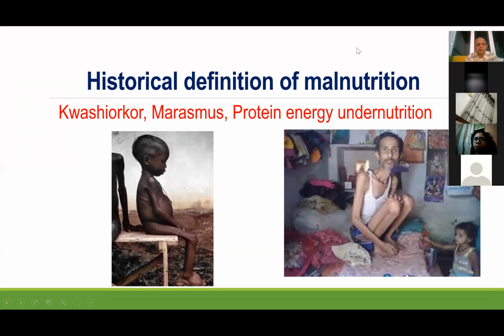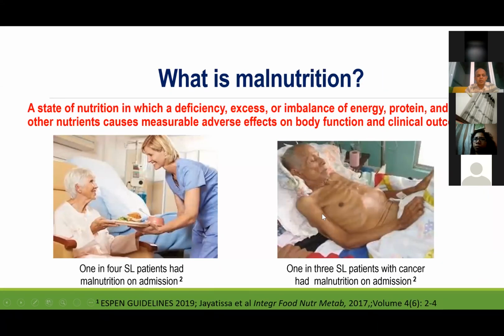some things about malnutrition, because we have a historical definition of malnutrition. All of us, when we think about malnutrition, think about kwashiorkor, marasmus, and protein energy undernutrition. But in the real sense, when we look at malnutrition, that is not the only one. When you take the definition of malnutrition, it is a state of nutrition in which we take the deficiencies, excesses, as well as, as Dr. Madhagadara has mentioned, the imbalance of energy, protein, and other nutrients, which will give some measurable adverse effects on body function and clinical outcome.